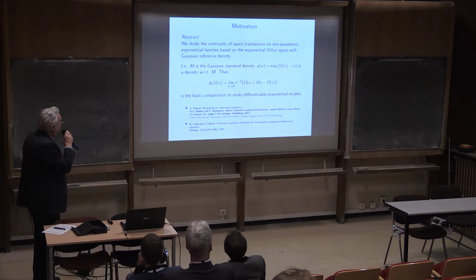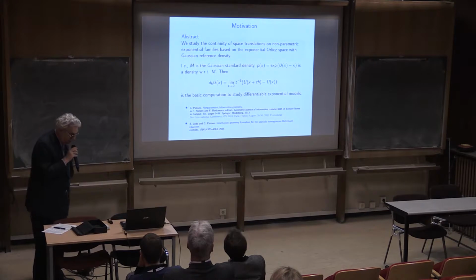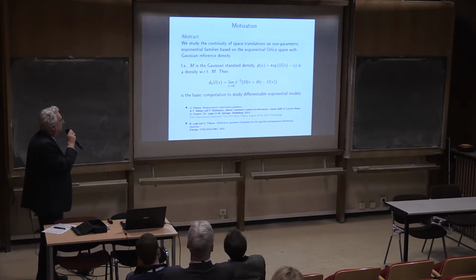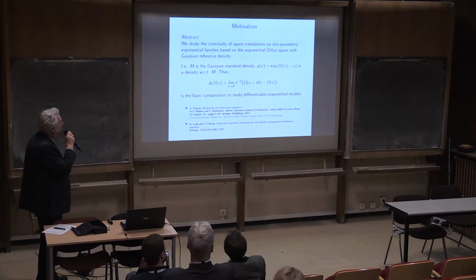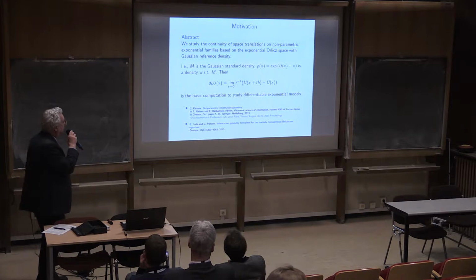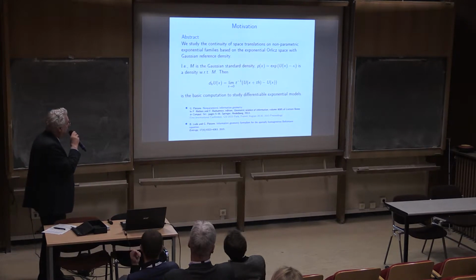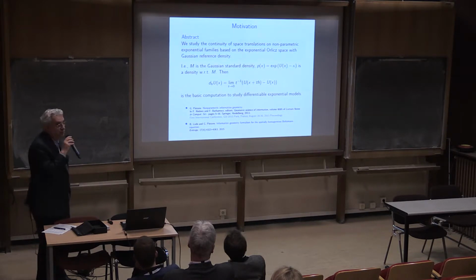And for example, if we take the Gaussian standard density, I call the Gaussian standard density M because of Maxwell, and I consider a density with respect to M of the exponential form, exponential of u(x) minus a normalizing constant kappa. And I would like to work with space derivatives of this object. And as a space derivative is the limit of the increments, first I need to study the translation model. That's the explanation of the title.